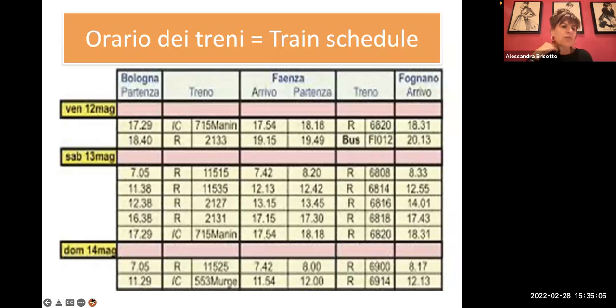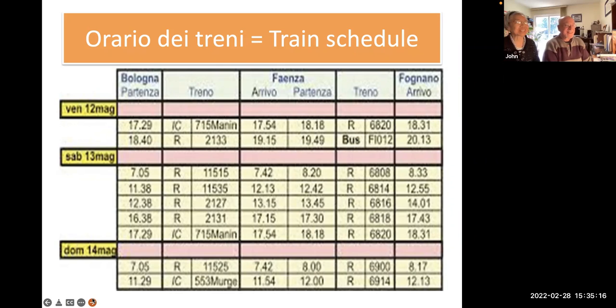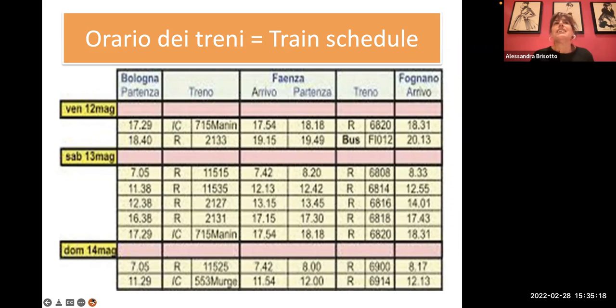Now we have un orario dei treni, train schedule. Of course, now everything is electronic, so you have an electronic panel. But in case one day the computer crashes and the panel doesn't work, you can also read the orario on paper, the old-fashioned orario. In this case, you don't have to learn anything. It's just an example. This is the date, venerdì, Friday, 12 maggio, May 12. This is the town of Bologna.